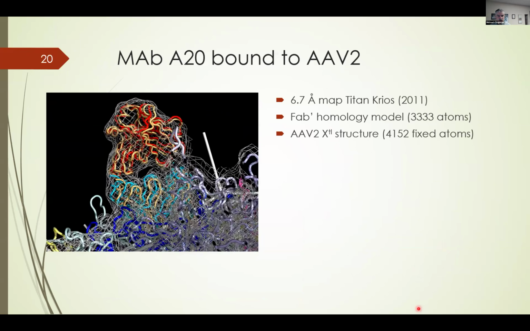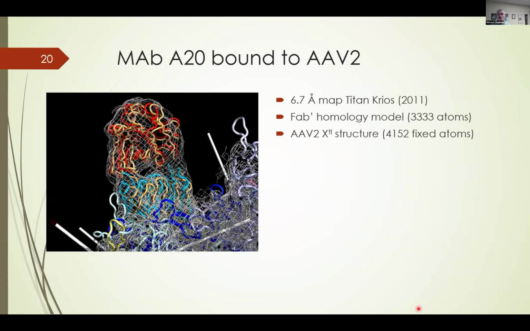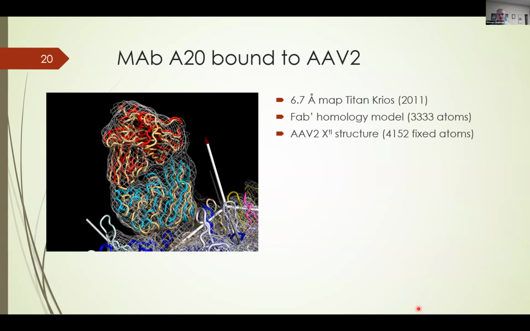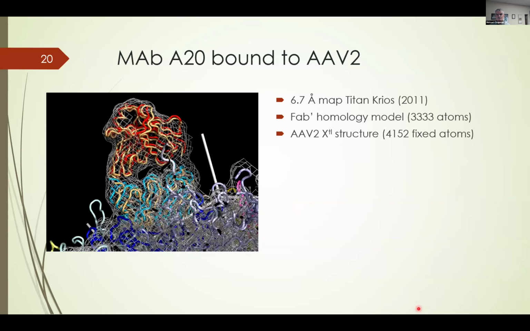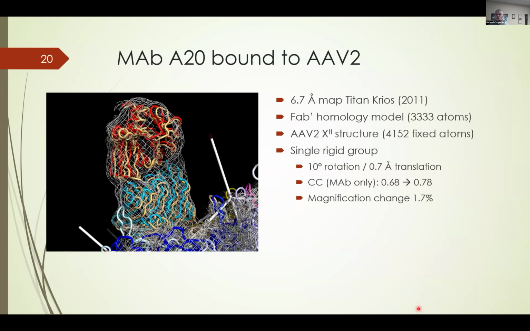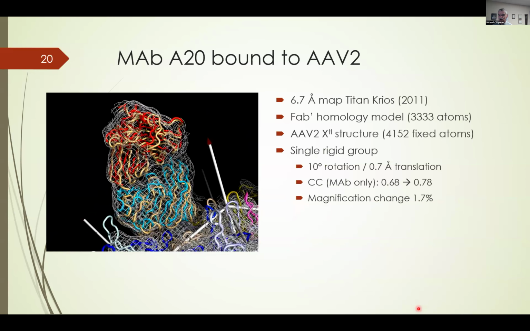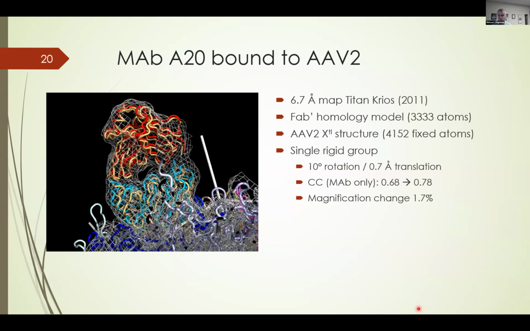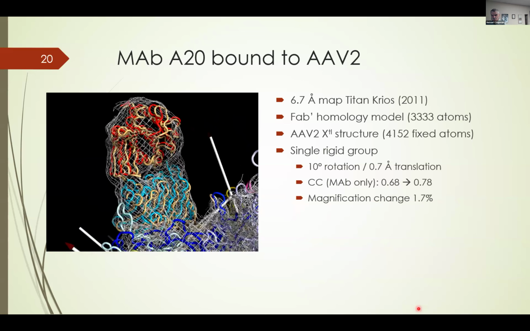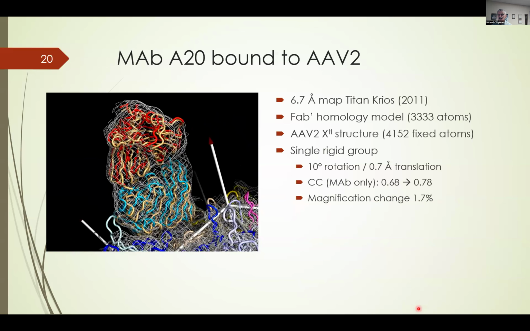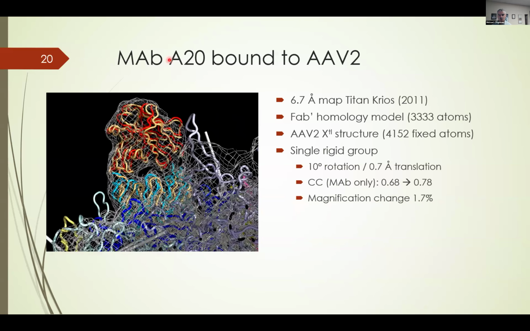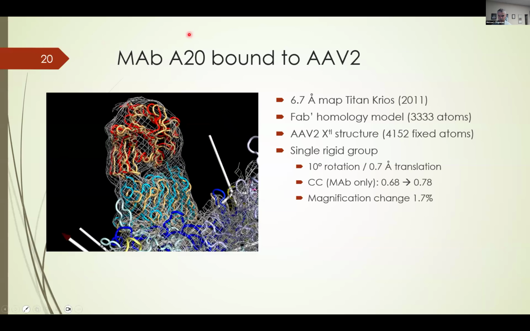But I note that still many EM structures are in mid to low resolution domains, and it's essential that our atomic refinement methods work well for those cases. For this example, the initial structure was modeled using the known crystal structure for AAV2 and a homology model for the FAB fragment of an antibody that was bound. The virus atoms were fixed, and the statistics that I'm reporting here are those just for the FAB over here.